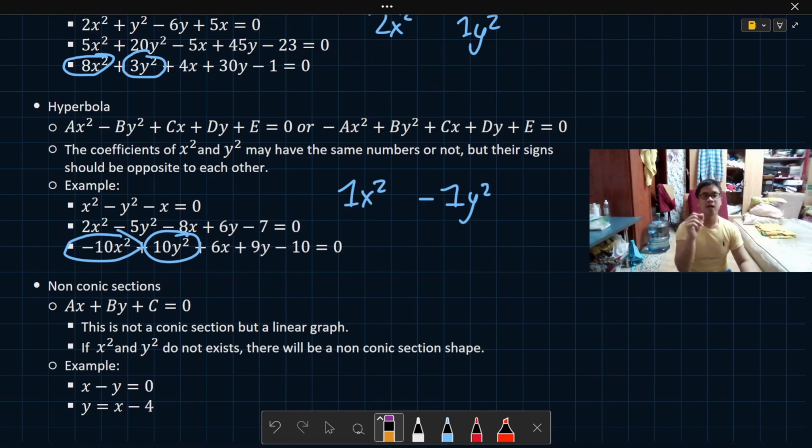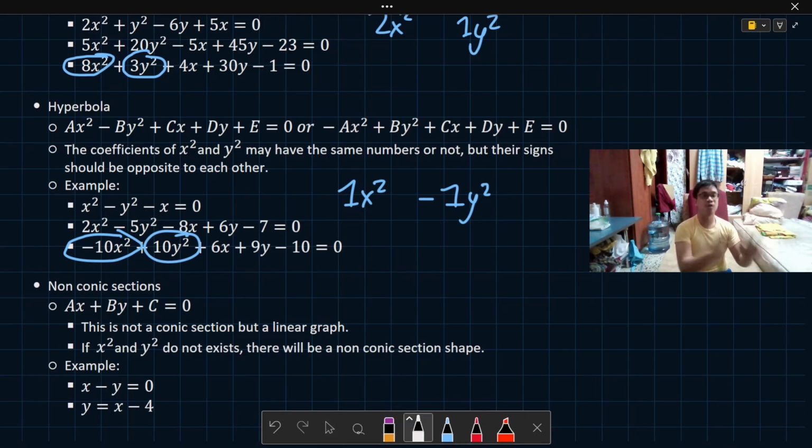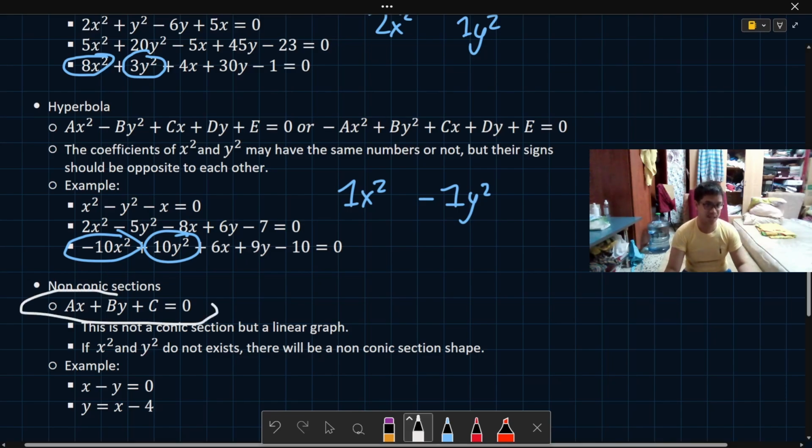So, point being, to make it easy for you to know if it's a conic section or not, if you see that x squared and y squared do not exist in a way that it would look like this, it's not a conic section. Again, if both x squared and y squared do not exist, then it will not be a conic section.